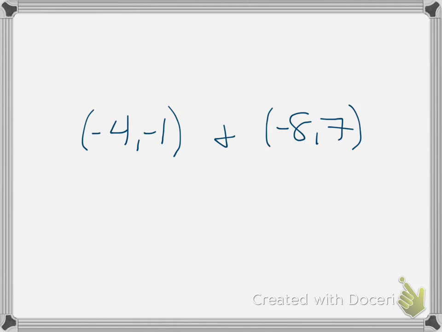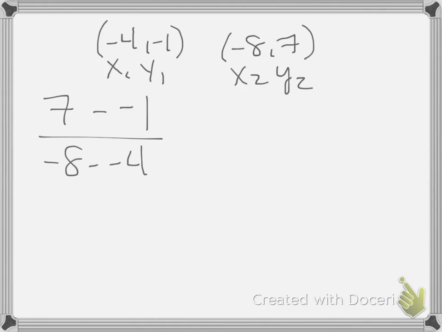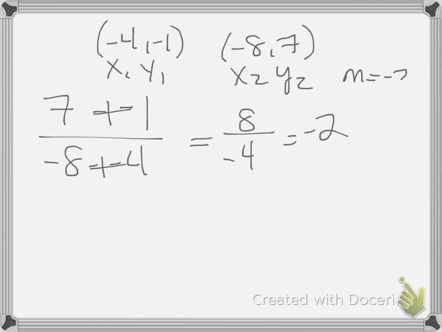So here's another one that I'm going to rewrite at the top here so I have more space. Okay, so I have to find my slope first because I don't have one. So I got x1, y1, x2, y2. So 7 minus negative 1, because we still always have a minus in there, and negative 8 minus negative 4. So two negatives make a positive, so we got 7 plus 1 on top. Two negatives make a positive. So negative 8 plus 4 is negative 4. So our answer is negative 2. So right now my slope is negative 2.